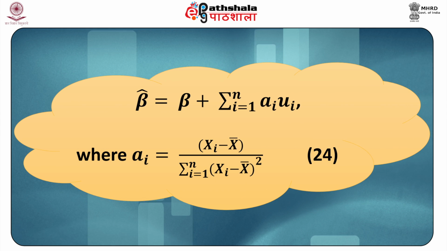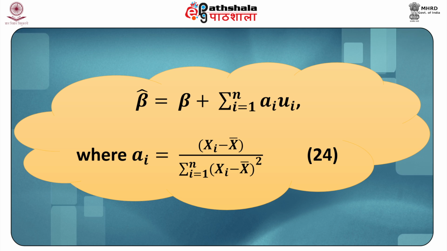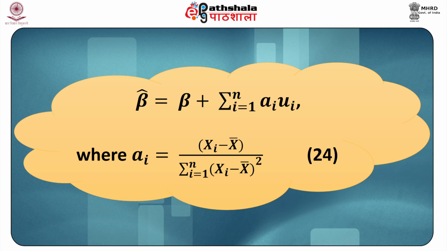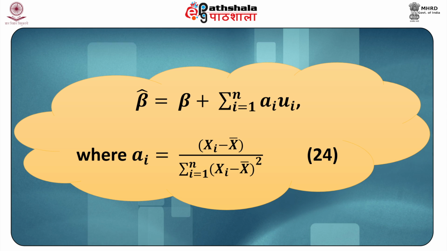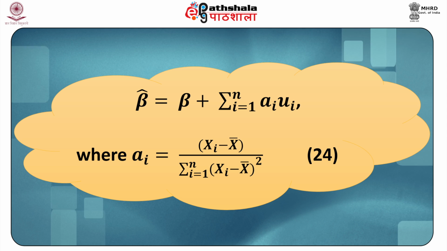By now, we should know that regression coefficients can be decomposed into two components, which are beta hat equal to beta plus sigma ai mu i, where i ranges from 1 to n, and ai is defined to be equal to (xi minus x bar) upon sigma (xi minus x bar) square, i ranging from 1 to n, and this is our equation 24. Now, this is the case with only one explanatory variable.